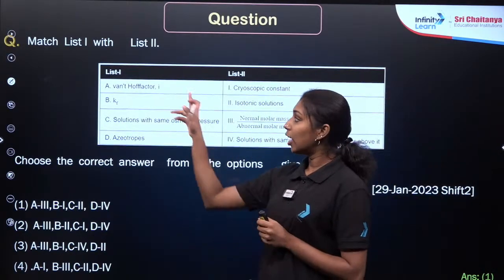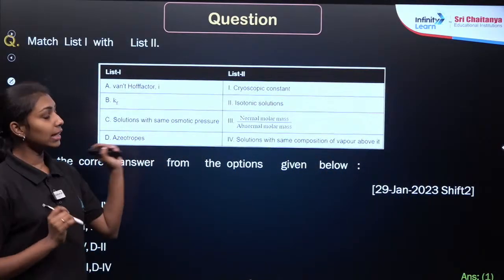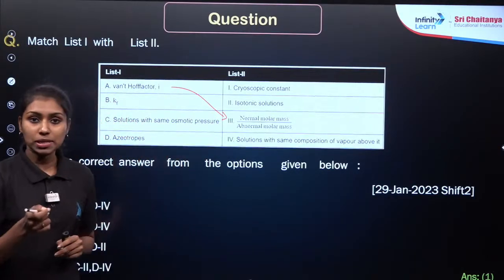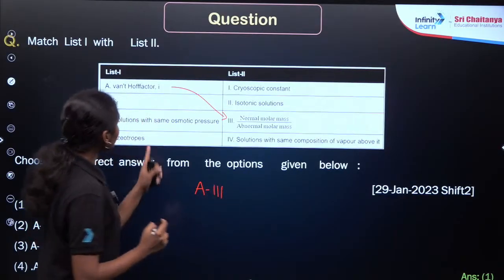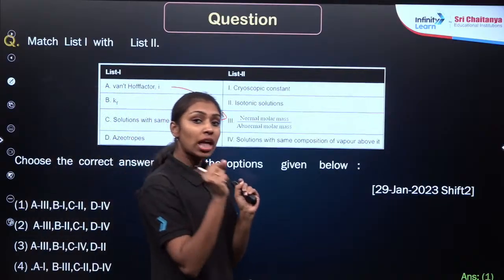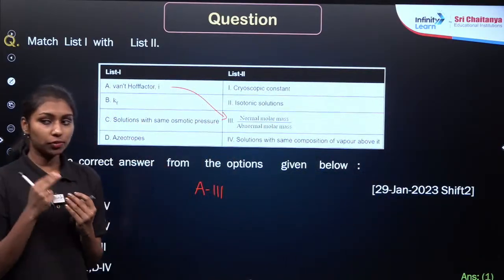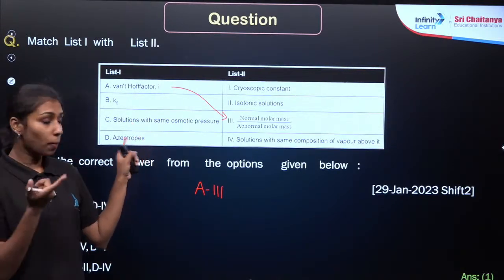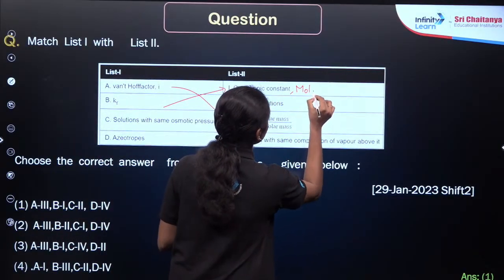Okay, let us check here. Van't Hoff factor, right? How is Van't Hoff factor connected with the equation? That is equal to normal molar mass divided by abnormal molar mass, right? So A goes with 3 here. Then Kf, what is the exact name of the Kf? It is the molar depression constant, right? If you are talking about the depression in freezing point, we will get a constant here, Kf, which is known as cryoscopic constant, right? Cryoscopic constant or molar depression constant.